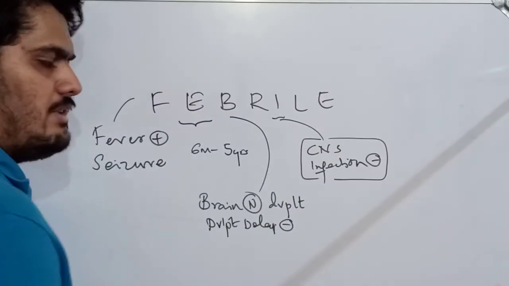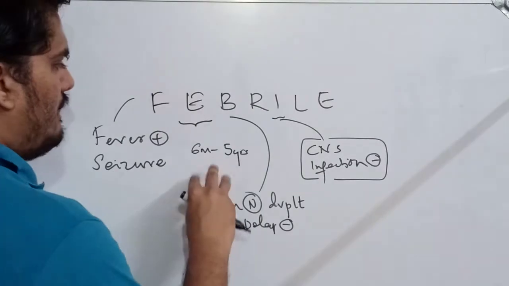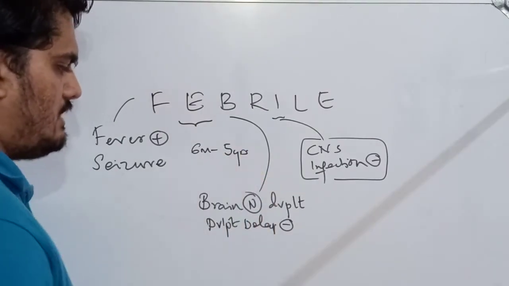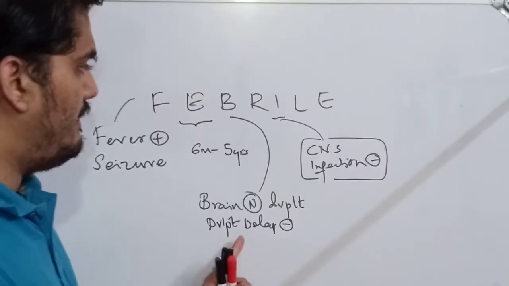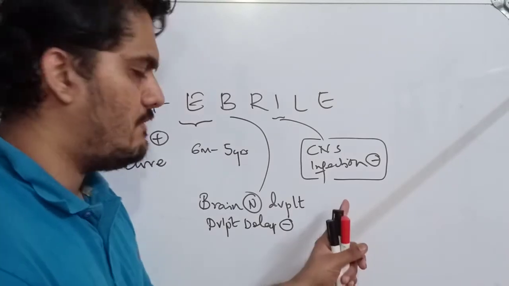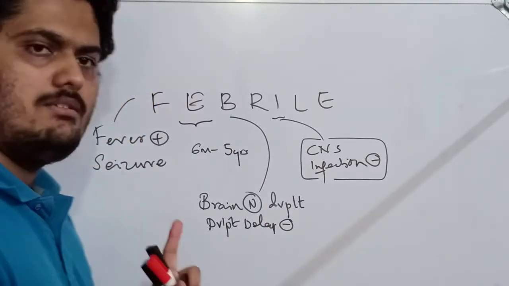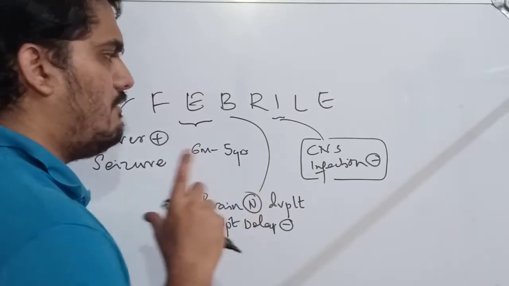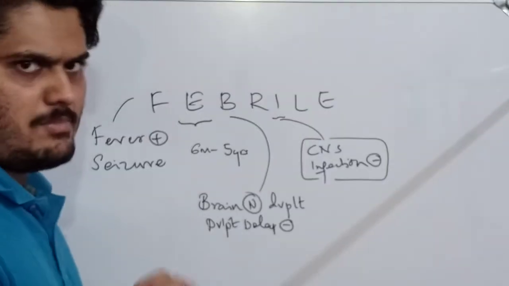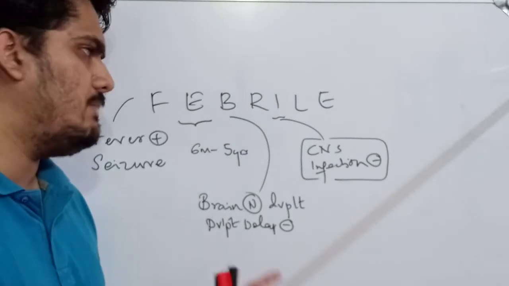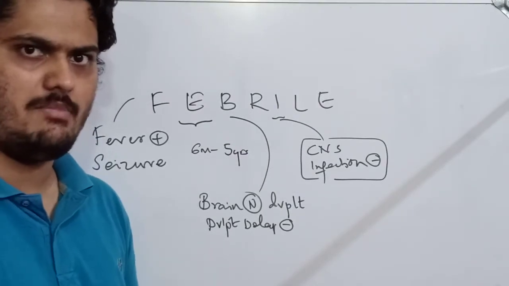So how can you define a febrile seizure? A baby from 6 months to 5 years of age with normal brain development, without evidence of CNS infection, having a fever with seizure activity, is defined under febrile seizure. Then there are two very important types: simple febrile seizure and complex febrile seizure.